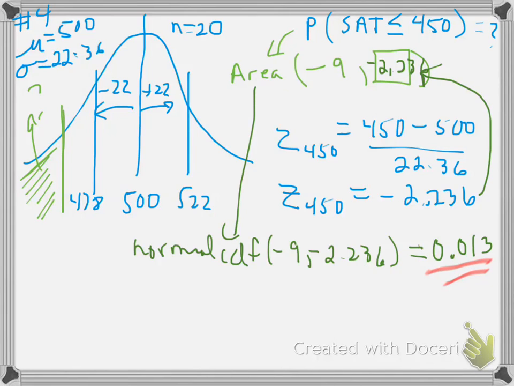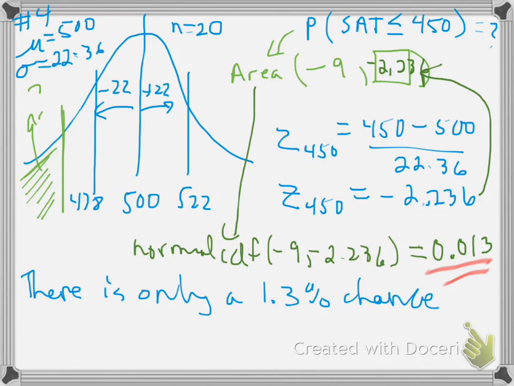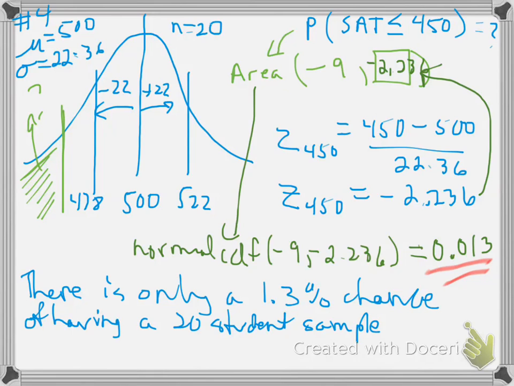So we should write that out here. I'm going to change it to blue, just so we should summarize this. There is only a 1.3% chance of having a 20 student sample with a mean SAT score of 450. That's what we're looking at.